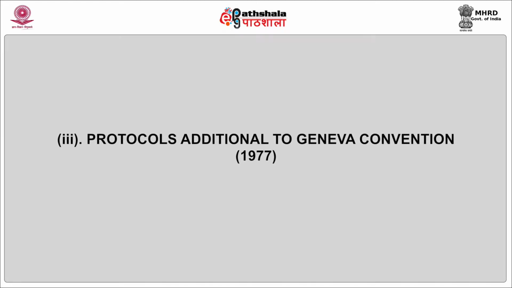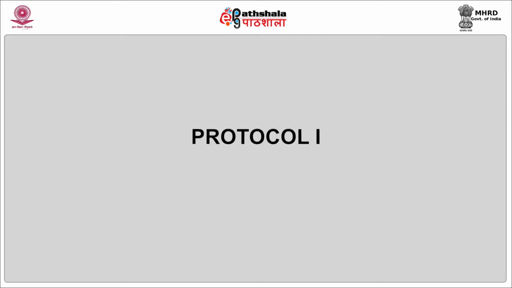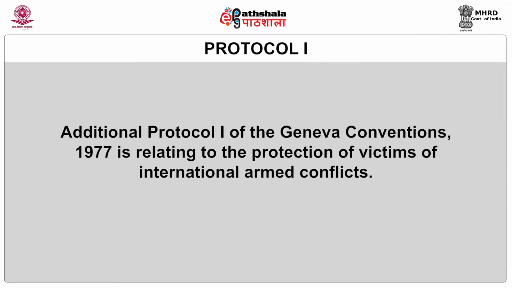3. The protocols additional to the Geneva Convention of 1977. Protocol 1. Additional Protocol 1 of the Geneva Convention of 1977 is relating to the protection of victims of international armed conflicts. The whole protocol is divided into 6 parts. Part 4 entails the protection provided to civilians.